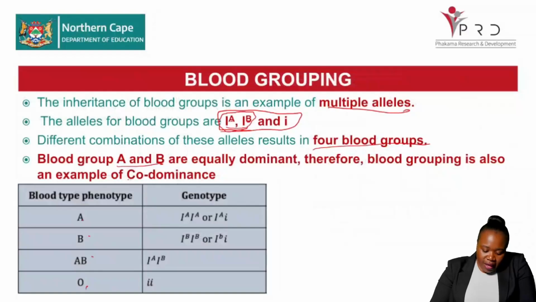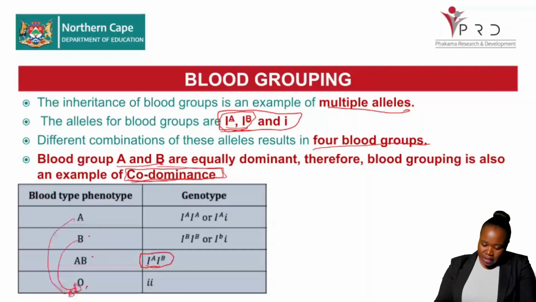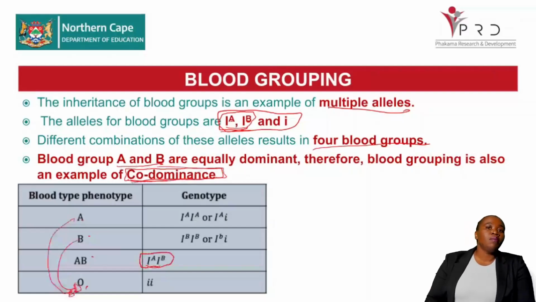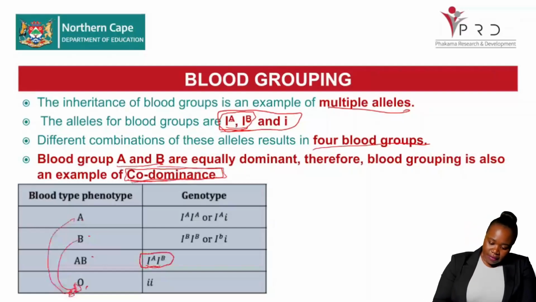So if there is the crossing between blood group A and B, we now have an example of co-dominance. It's co-dominance because both of them are appearing here and we have IA IB. So that is an example of co-dominance, right? But if we're looking at blood group A and blood group O, or blood group B and blood group O, that is complete dominance because A is dominant over the i that we see over there, or B is dominant over the i.